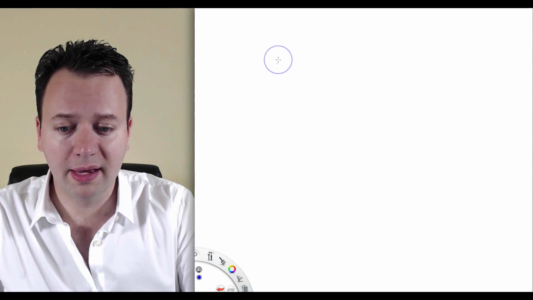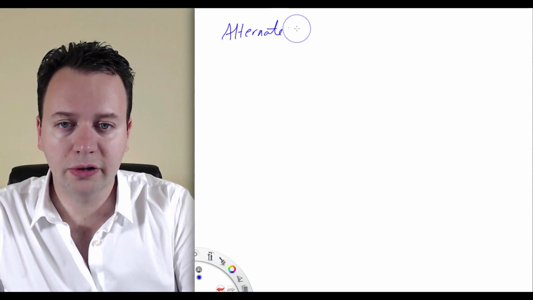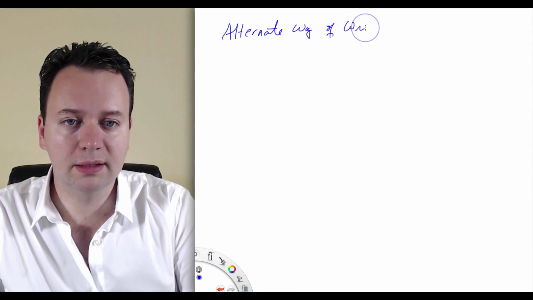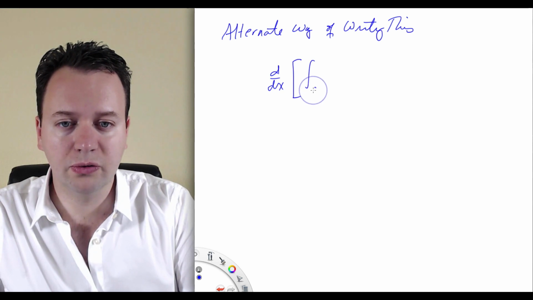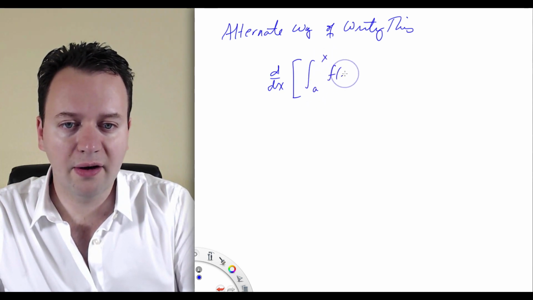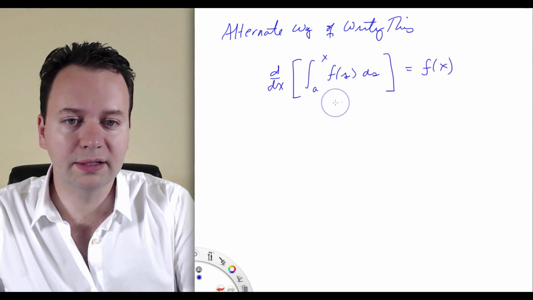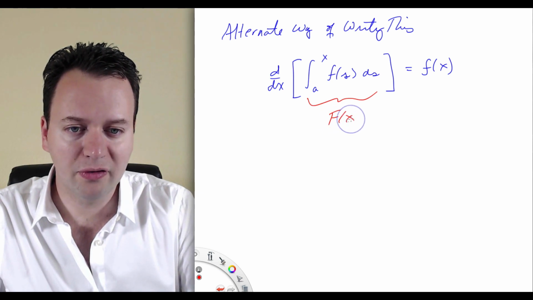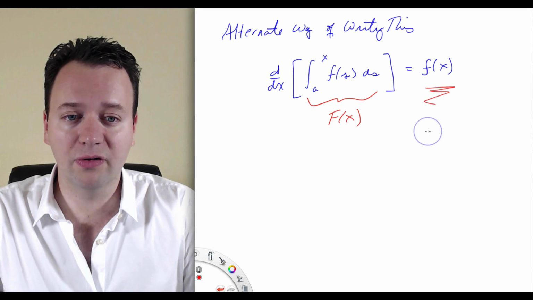Another way of writing this: we can say the derivative d by dx of the integral from a to x of f of s ds is equal to little f of x, right? So in the square brackets, I have my function capital F of x, and this is simply saying that the derivative of capital F of x is little f of x.